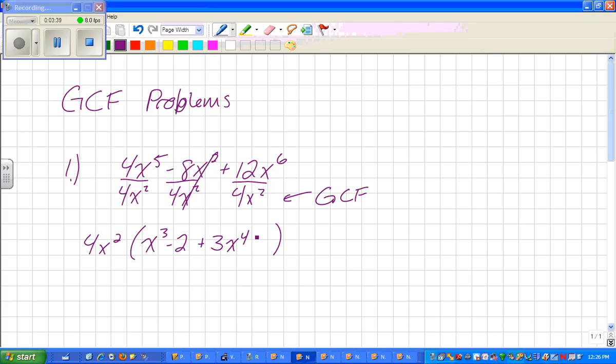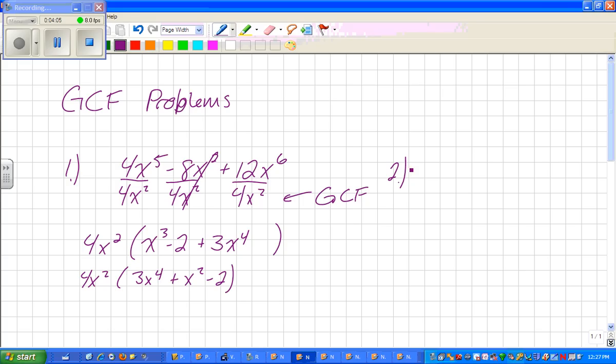X to the 4th. And what would be a good practice for you guys is make sure you write them in what they call standard form, which is the biggest exponent first. So 3x to the 4th should come first. X to the 3rd is the second biggest exponent, so that should come second. And the minus 2 should come at the end. Okay? All right, one more we'll do before we move on.